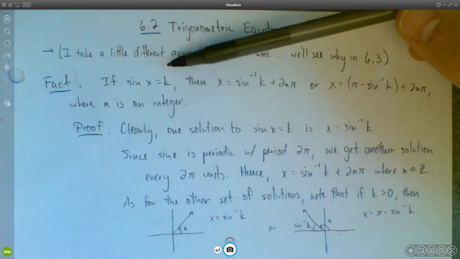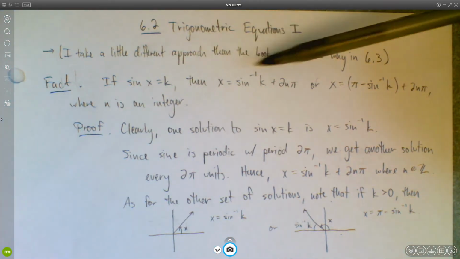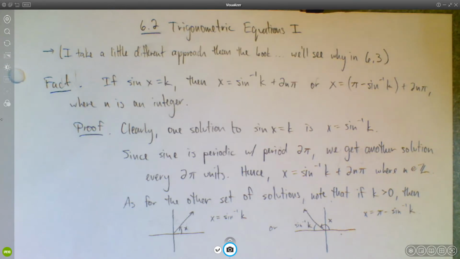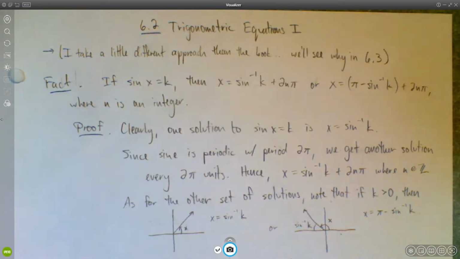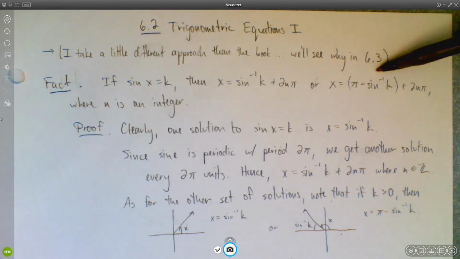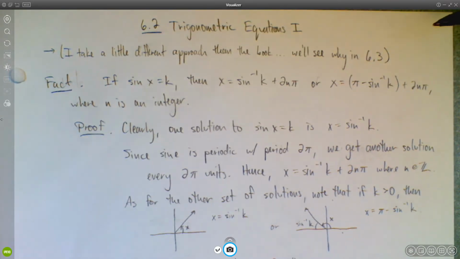But if k is an appropriate value, then one set of solutions that you get is that x is just sine inverse of k. But then every 2 pi units after that or before that is also going to be a solution to the equation. The other set of solutions is that x could be pi minus sine inverse of k, and then, of course, every integer multiple of 2 pi units after that as well.